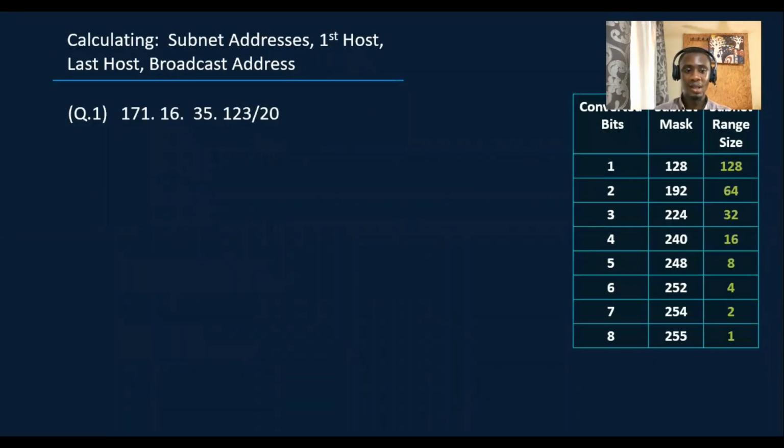Okay, so let's look at an example here. In this case, we are going to be calculating the subnet address, the first host, the last host, and the broadcast address. So let's say we've been given a question like 171.16.35.123/20. That's all we are given. And we are to use this to calculate the subnet address, the first host, the last host, and the broadcast address. So in here, it's easier with a slash notation to derive the subnet mask that we are familiar with.